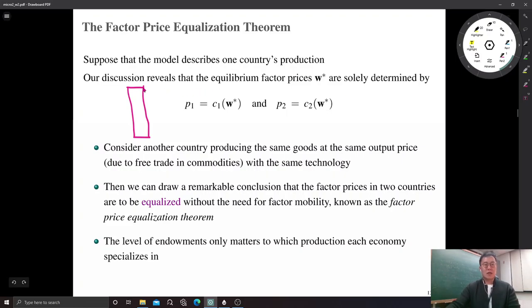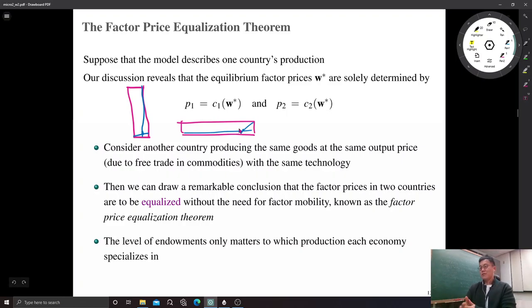So the edge of the box looks like this rectangle. And the other country has a lot of labor, but small capital. And still, the factor price is the same. But the size of the endowment only determines which production each country specializes in. So in this country, a lot of factors are allocated to production 2. But in this economy, most factors are allocated to production 1. So the size of total endowment only affects the specialization, but it does not affect input prices.